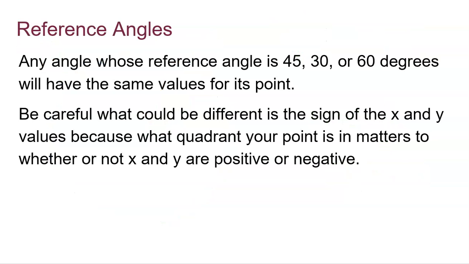Okay, so the one other thing I want to emphasize here is reference angles. Remember, a reference angle is the acute positive angle measured to the closest x-axis. So if your reference angle is 45, 30, or 60 degrees, these same values that we're seeing are going to come up again, right? They're going to be the same. The only thing you got to be careful of is what quadrant you're in, because that will determine if x is positive or y is positive.